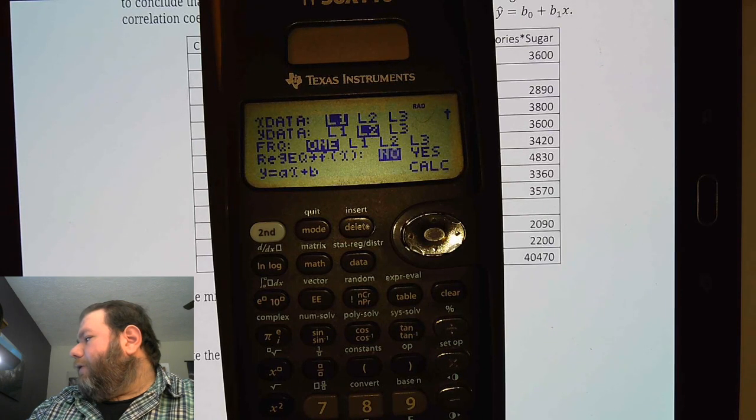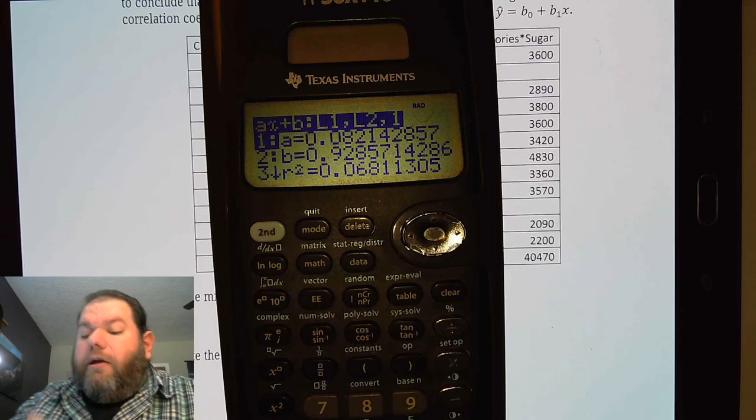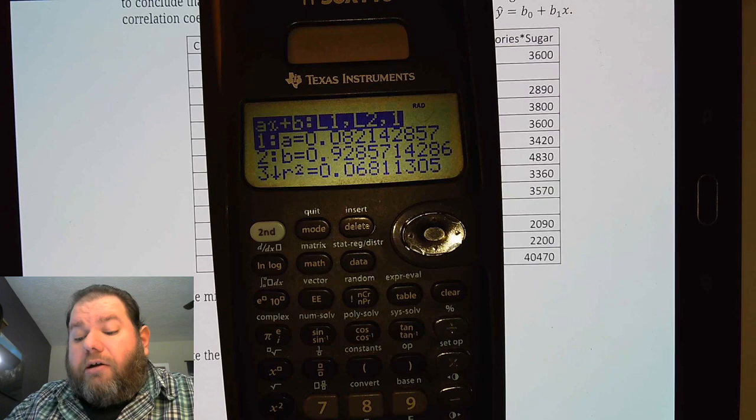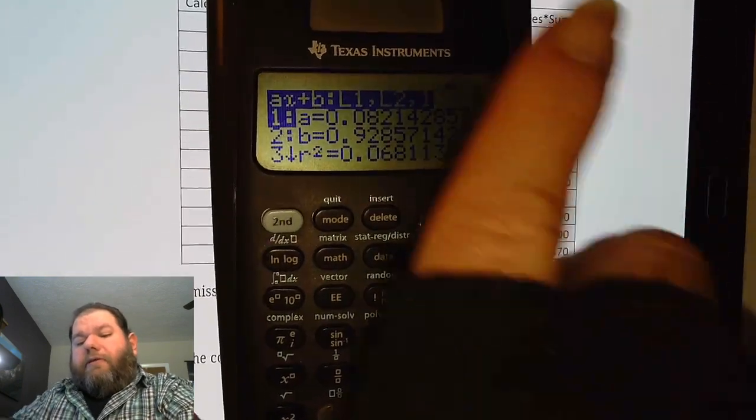I don't know what that is, so let's just leave it off. And calculate. Okay. Now, we need 3 numbers here. We need A, we need B, and we need R. Let me write this down.